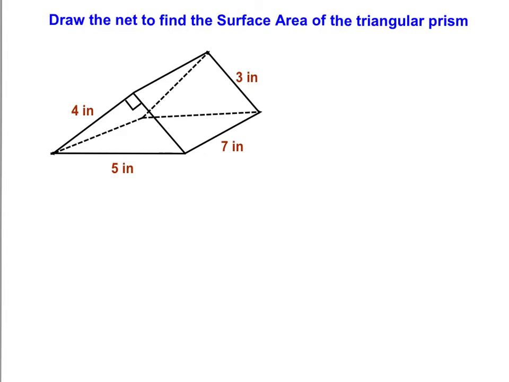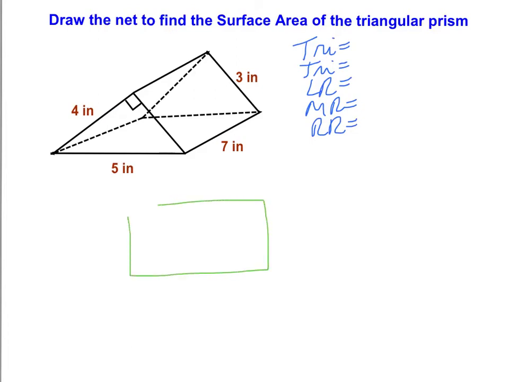We're now going to draw the net for this triangular prism. And remember, I have a triangle, left rectangle, middle rectangle, right rectangle. I'm going to go ahead and draw the net for the 3 rectangles. So, just do this, and I cut it into thirds. And actually write left rectangle, middle, and right.